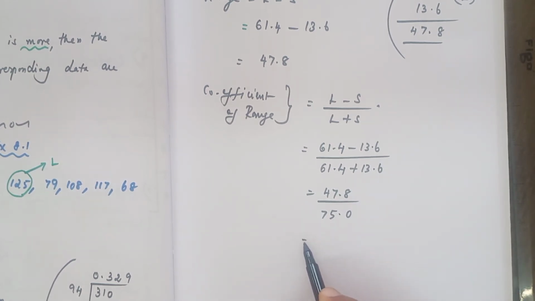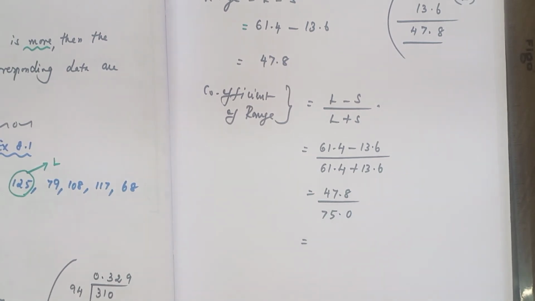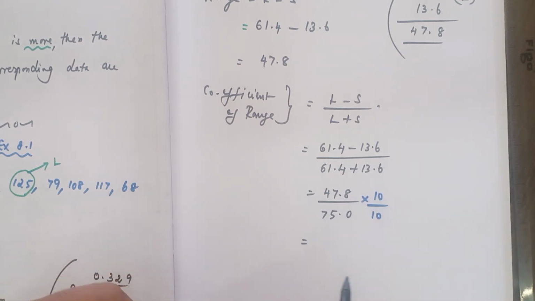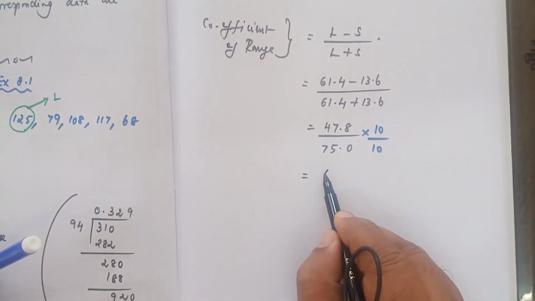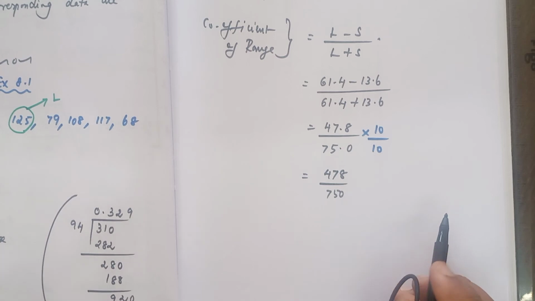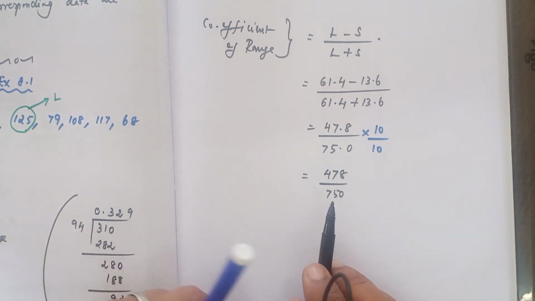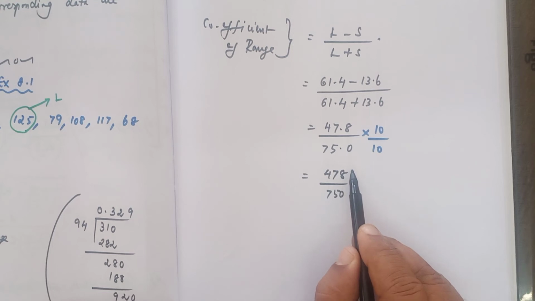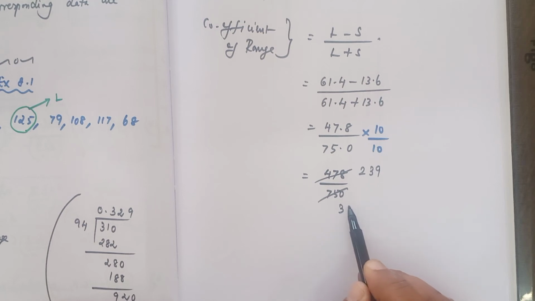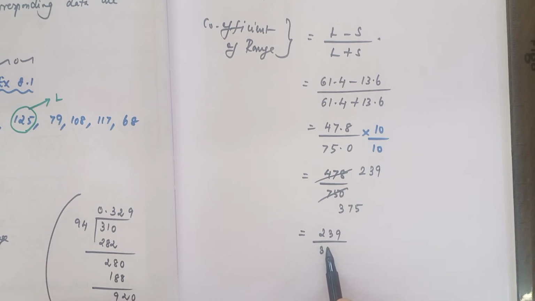47.8 divided by 75.0. First we can eliminate the decimal point. After decimal point we have only one digit. So for eliminating the decimal point, multiply by 10 divided by 10. If you multiply by 10, you will be getting 478. 75.0 into 10, that is equal to 750. Now you can divide. Before dividing, you can simplify. You can divide by 2 table. If we divide by 2 table, 2 times, 3 times, 9 times, divide by 2 table, 3 times, 7 times, 5 times. That is equal to 239 divided by 375.